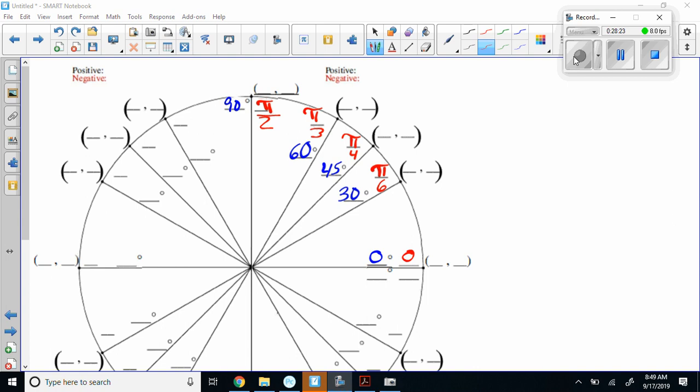What would the coordinates be, guys, right here? 0, 0? No, 0, 0 would be at the origin. What would this be? 1, 0. How did I get that? Because the unit circle is based upon the unit of 1. So its radiuses are all 1s.